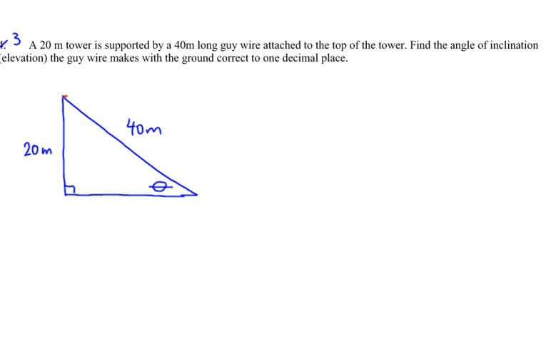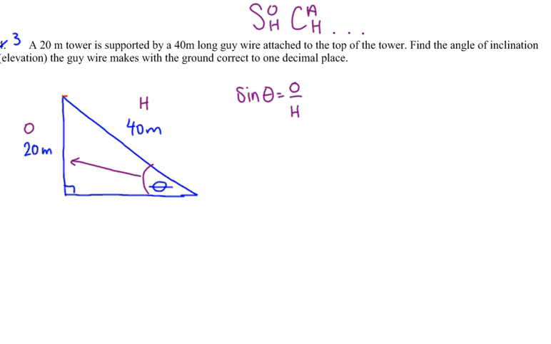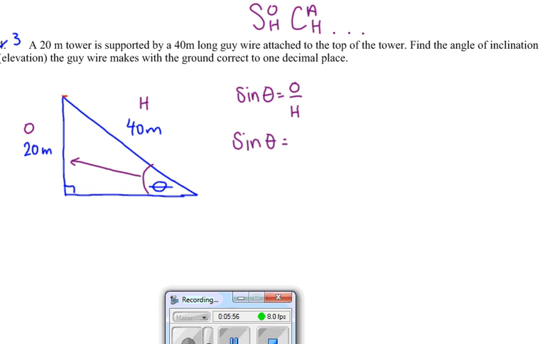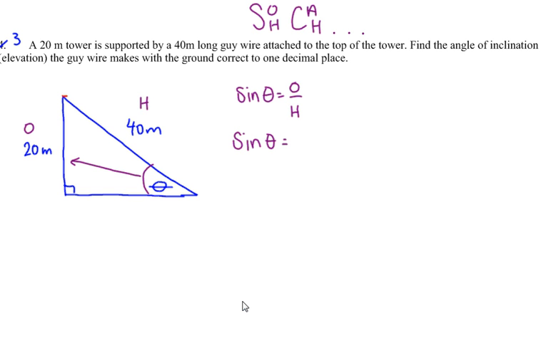So we got to label our sides. That's our first step. So what do we have here? What sides do we know? Opposite and hypotenuse. Which ratio are we going to use? Okay, sine. O and H is sine. So sine of our angle is opposite over hypotenuse. Okay, so it's going to be what divided by what?